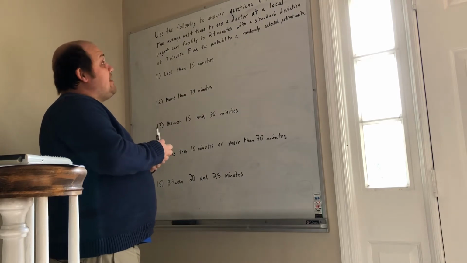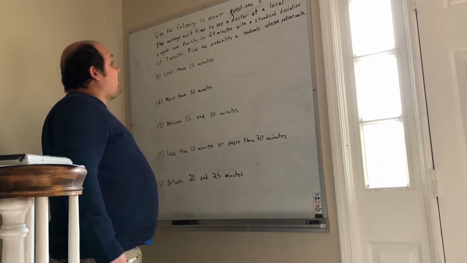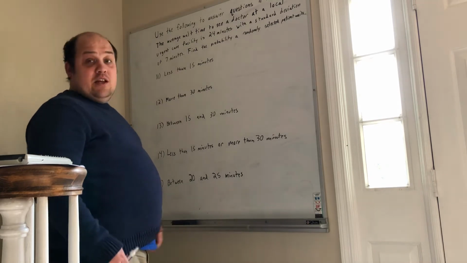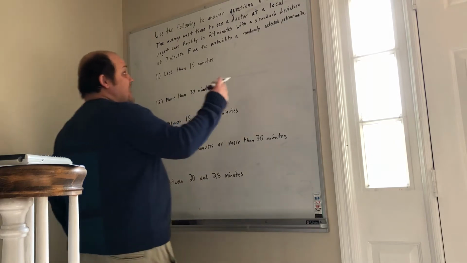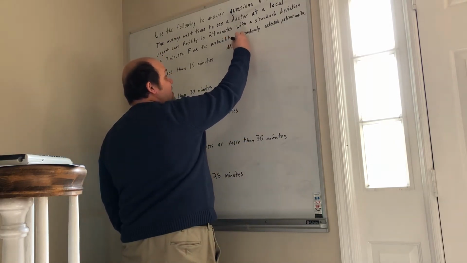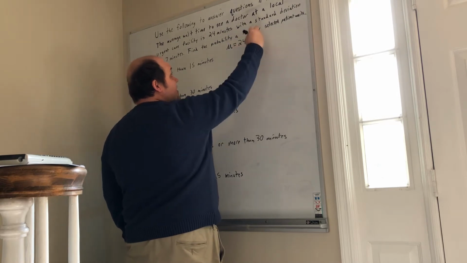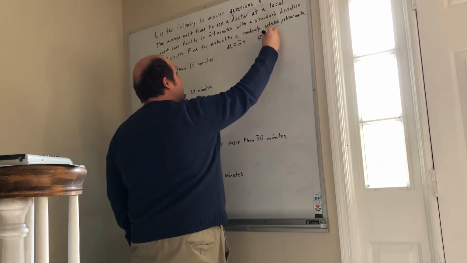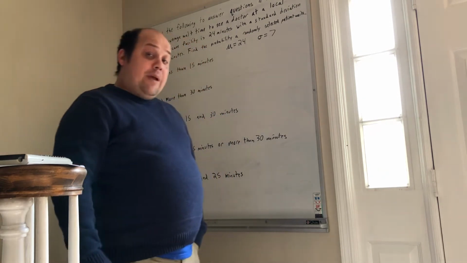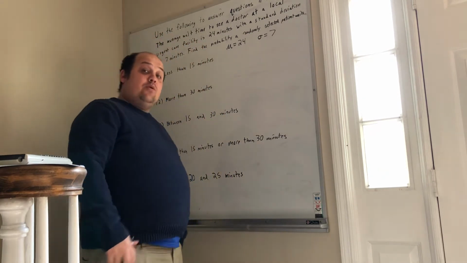The average wait time to see a doctor at a local urgent care facility is 24 minutes with a standard deviation of 7 minutes. We want to write those two main things down and make sure they're labeled properly. Average wait time is the mean wait time, 24. Standard deviation is 7. Now that we've pulled those pieces of information, we can try and attack the individual questions.